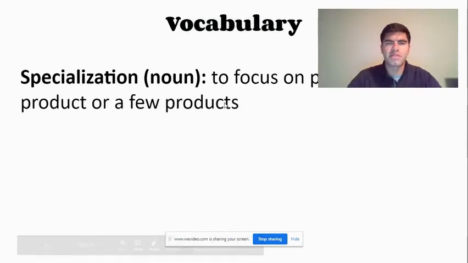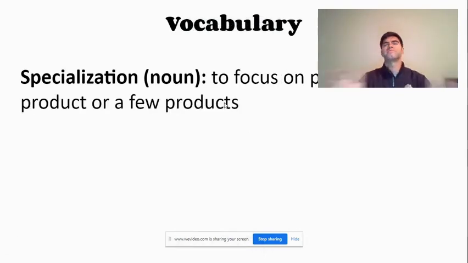So let's talk about the concept of specialization now. Specialization means to focus on producing one product or a few products. Okay. If you're able to specialize in producing one or just a few products, chances are higher, according to a lot of businessmen and historians, that you're going to be able to become very good at producing that product or the few products that you focus on producing.